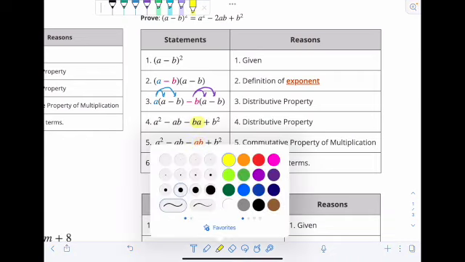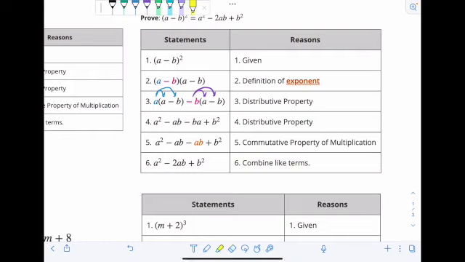Then between step 5 and step 6, we combine like terms, so negative AB and negative AB combine into negative 2AB. And we just bring down the a squared and bring down the b squared. Sorry, these are a little bit fast.